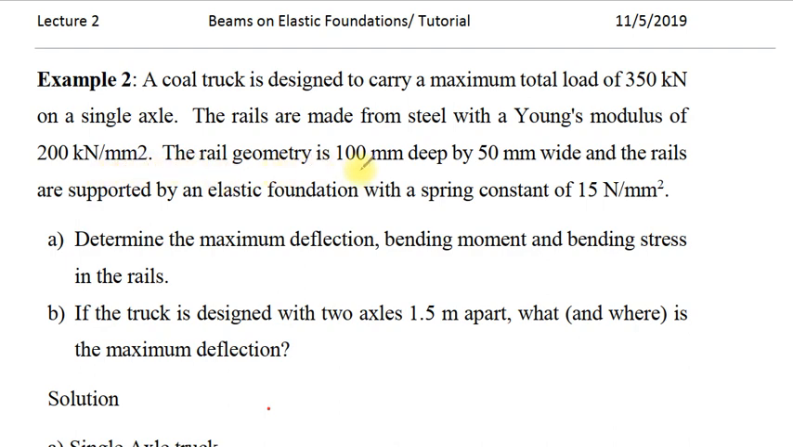The rail geometry is 100 millimeter deep by 50 millimeter wide, and the rails are supported by an elastic foundation with spring constant equal to 15 Newton per millimeter squared. First, determine the maximum deflection, bending moment, and bending stress in the rails. And second, if the truck is designed with two axles 1.5 meter apart, what and where is the maximum deflection?